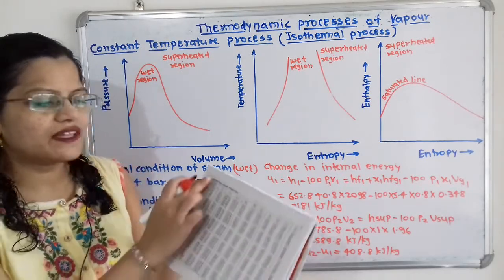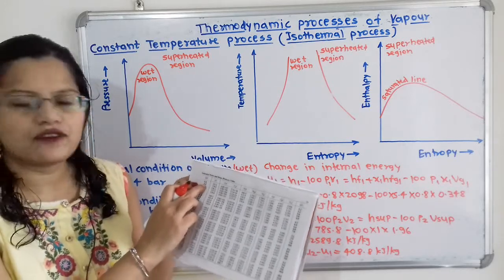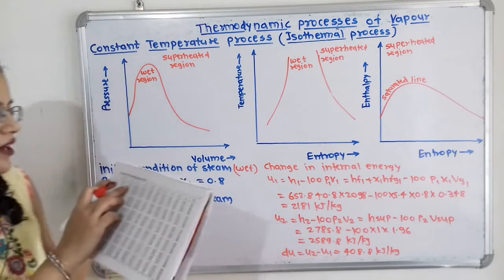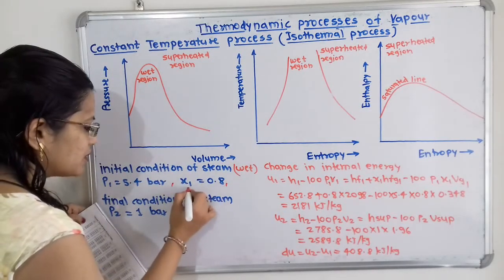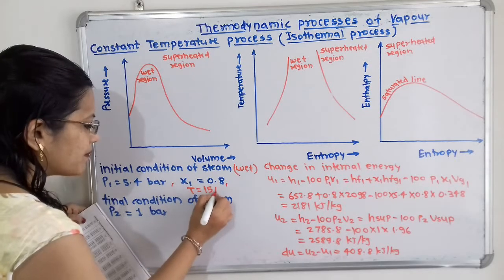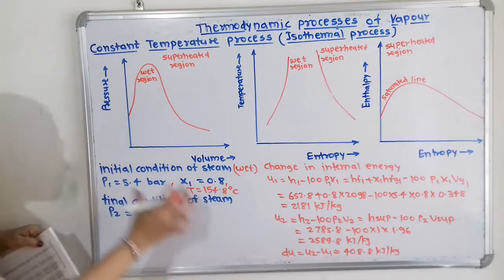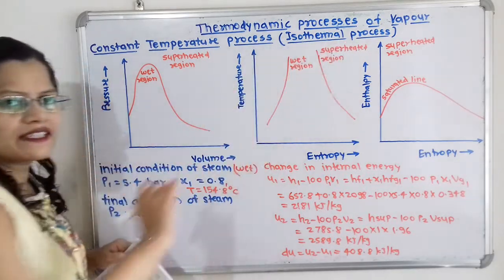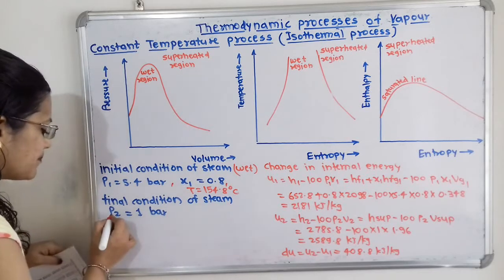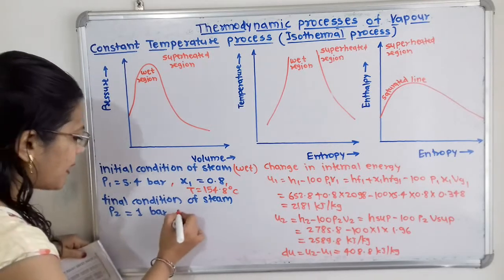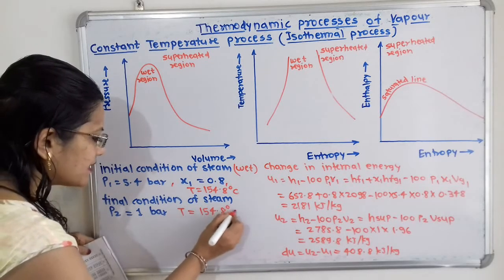If we refer here to the pressure table, in the first column pressure is given 5.4 bar and temperature is 154.8. So I will write here that temperature T is equal to 154.8 degrees Celsius. Now this temperature will remain constant because isothermal expansion process is taking place. So final condition of steam, P2 is equal to 1 bar and temperature T is equal to 154.8 degrees Celsius.